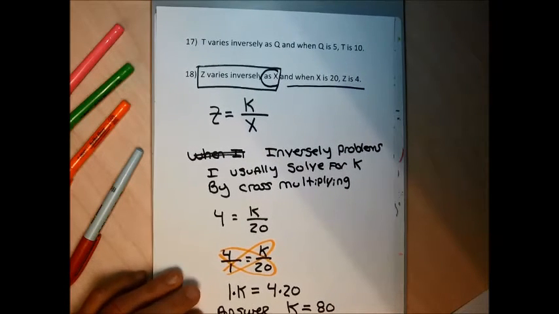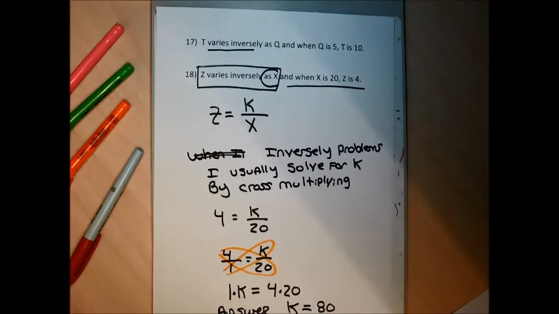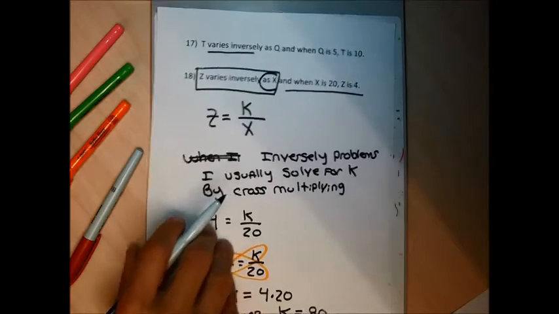Your 17 should work real similarly because you have the word varies inversely. Varies inversely, you know you get a fraction with a k in the numerator. Inversely is a fraction with k in the numerator. Jointly and directly is multiplication. Directly is multiplication with 1 letter after the k. Jointly is multiplication with 2 letters after the k.